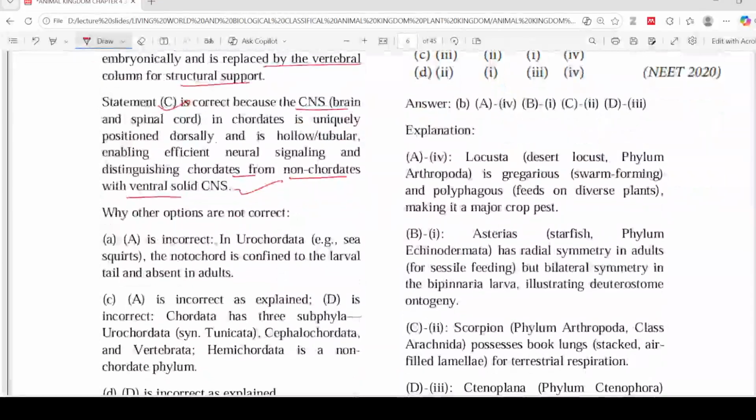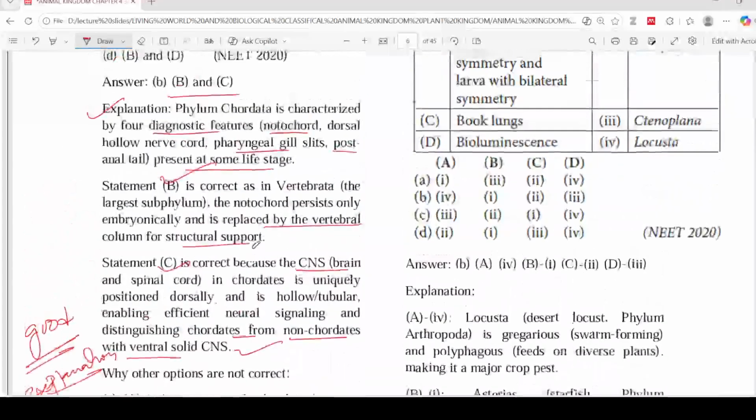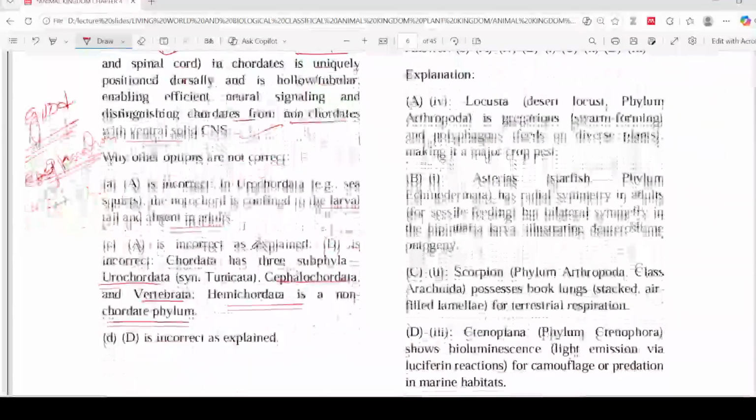And why the other options are wrong? The urochordate option is not correct because the notochord is confined to the larval stage and absent in the adult. And option D is incorrect because Chordata has 3 subphyla: urochordata, cephalochordata, and vertebrata. Hemichordata is a non-chordate phylum. So this is a very good explanation for this question. If you want the PDF for this question, I'll give you the PDF.